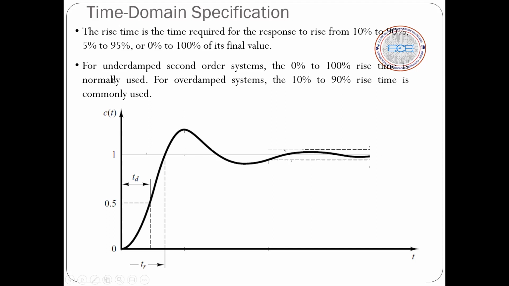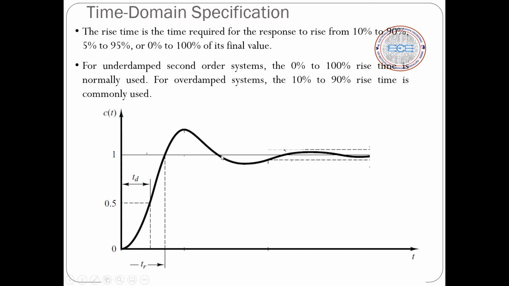Similarly, we have critically damped. For a critically damped condition, it is 5% to 95%. For an undamped system, we don't have any TR existing. Undamped means we will be having oscillations. For that we don't have any time specifications, so there we don't have a rise time in the picture.